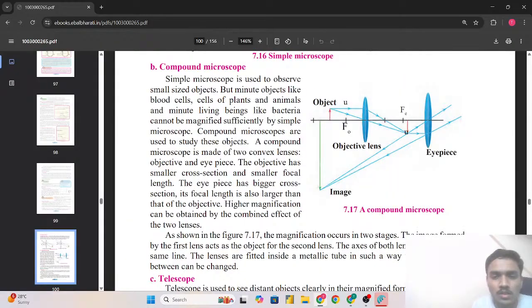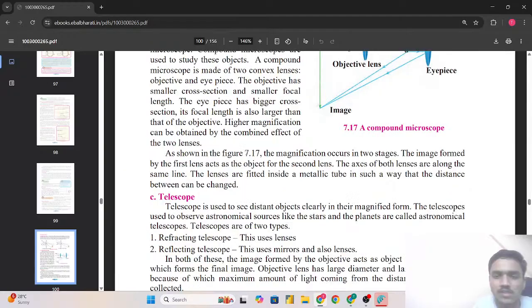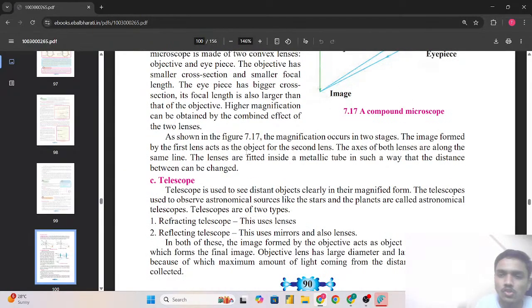So for that, the eyepiece has the bigger cross section, its focal length is also larger than that of the objective, and higher magnification can be obtained by the combined effect of these two lenses. Then as shown in the figure 7.17, the magnification occurs in two stages. Image formed by the first lens acts as the object for the second lens. The axes of both the lenses are along the same line. The lenses are fitted inside a metallic tube in such a way that the distance between them can be changed.